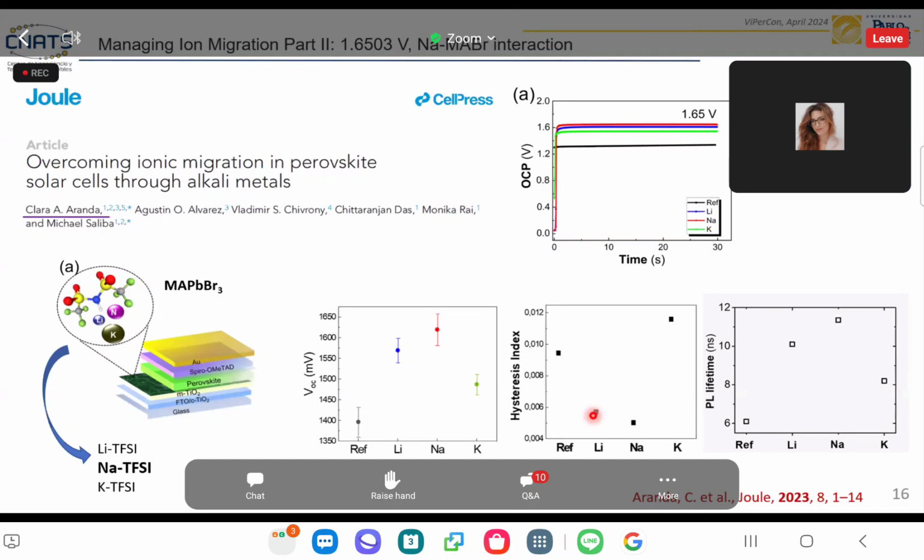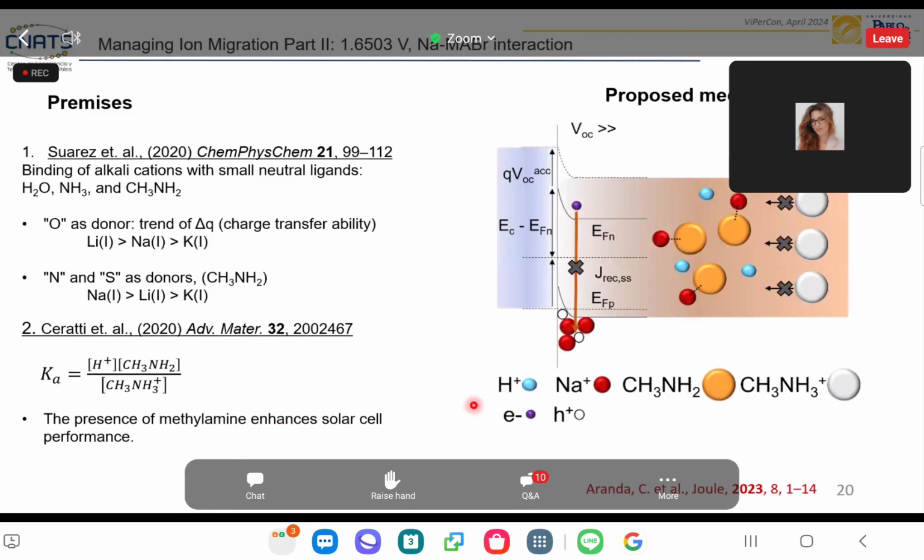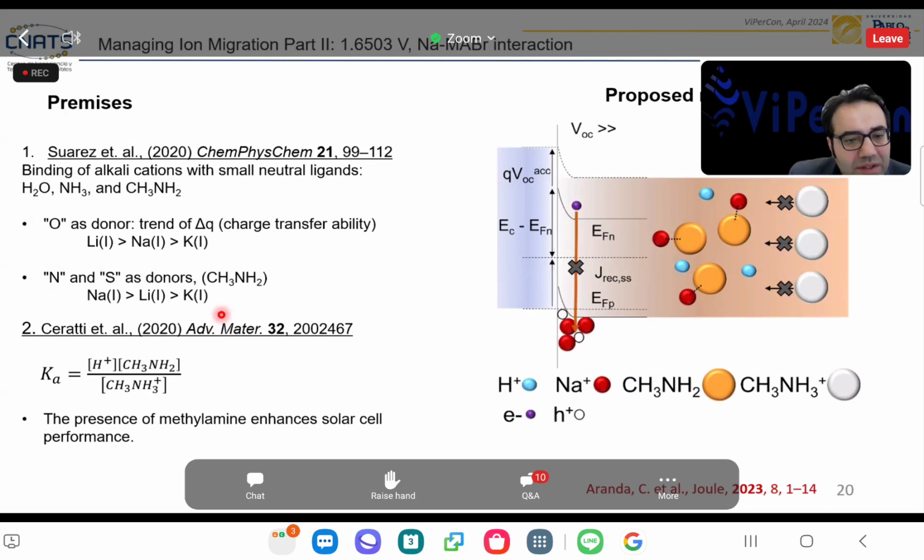Well, I think, of course, this is a very good point. In fact, as I said at the beginning, this is counterintuitive, right? But I think the answer is related to the first premise that I showed, reported by Suarez et al. The charge transferability of the alkali metals depends on the donor atoms that you have. So it will change, and that's why we will not have this intuitive correlation with the ionic radius.